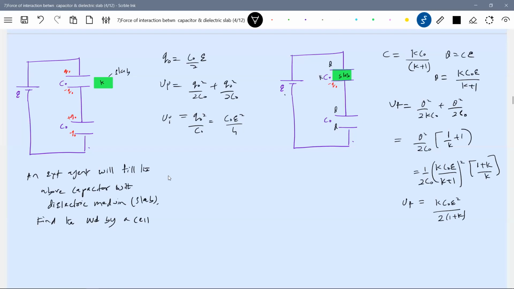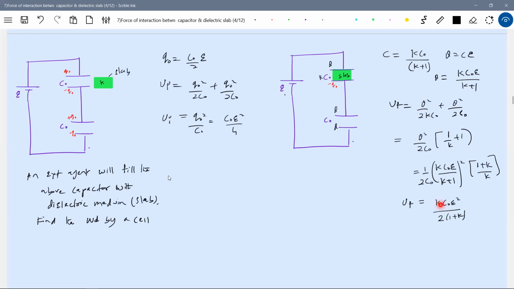It all depends on K. No, K should be greater than 1, no doubt. The K must be greater than 1. So put K equal to 3 by 2, check it. Is UF greater than UI? Put K equal to 2.